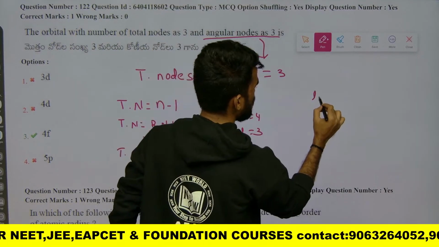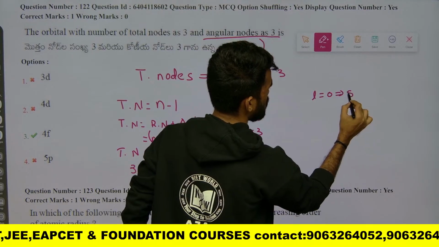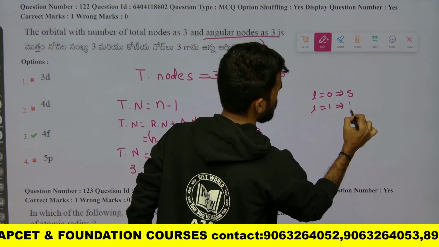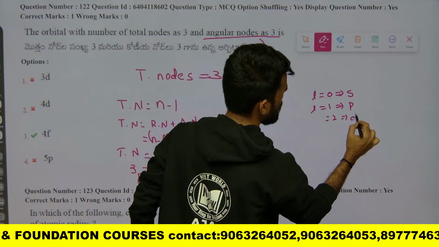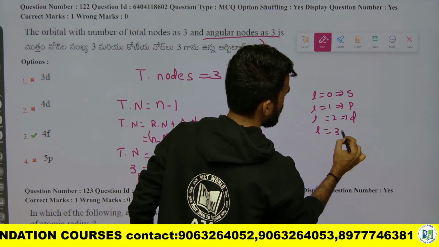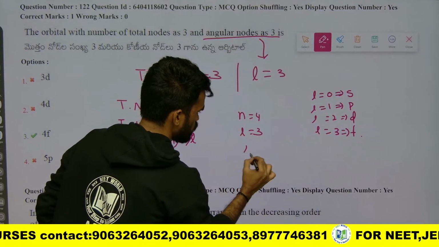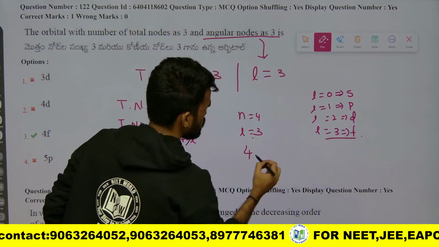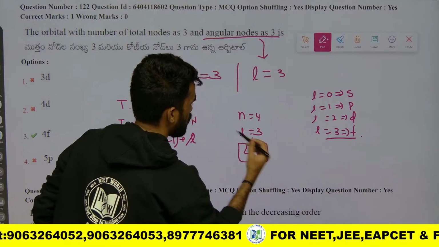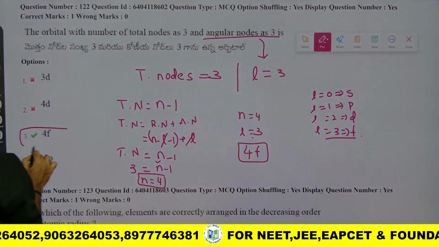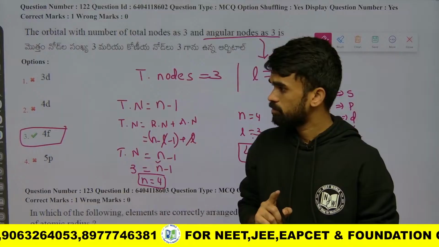If L equals 0 we say s orbital, L equals 1 we say p, L equals 2 we say d, L equals 3 we say f. So we have n equals 4 and L equals 3. It means it is a 4f orbital. Hope it is clear. It is a 4f orbital, right?